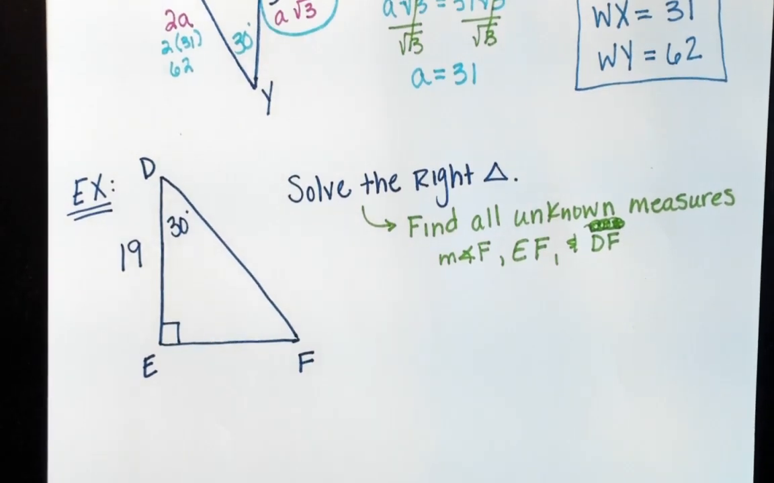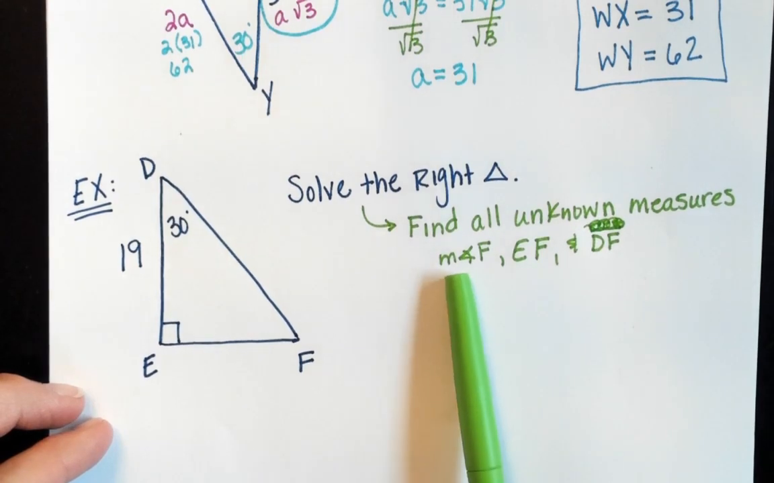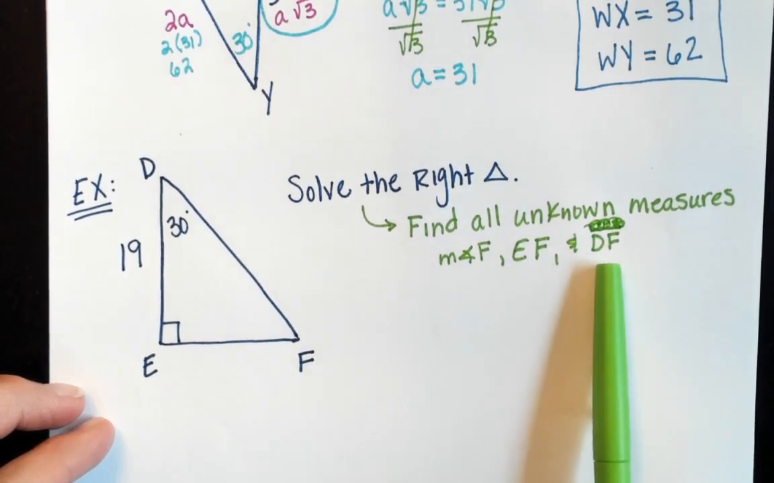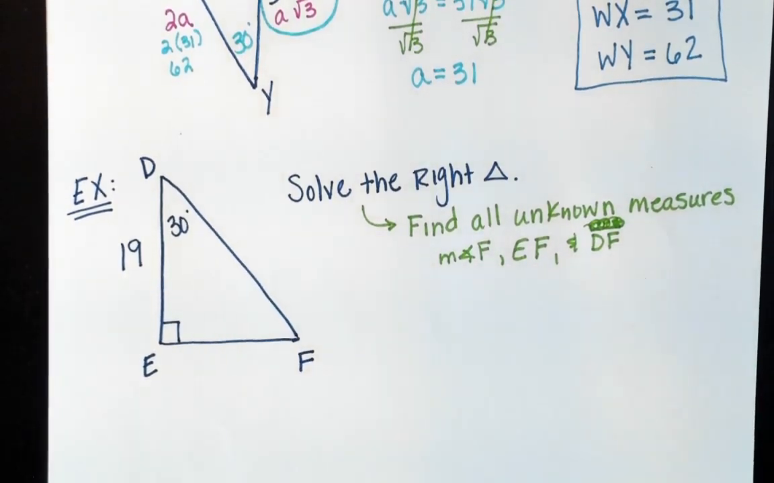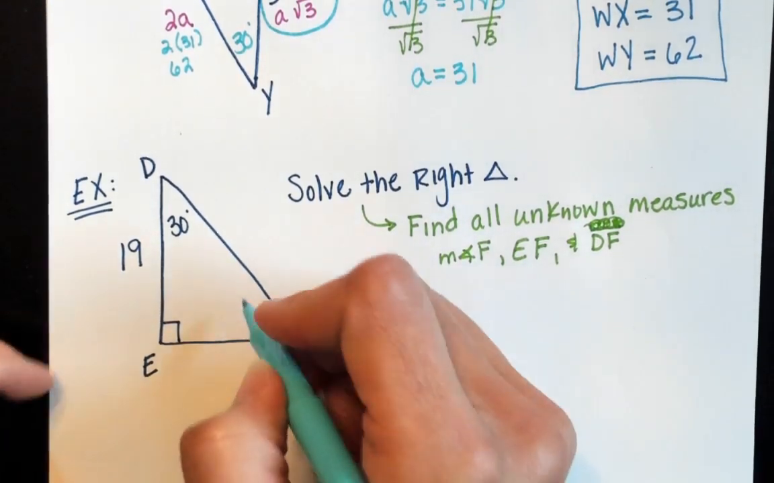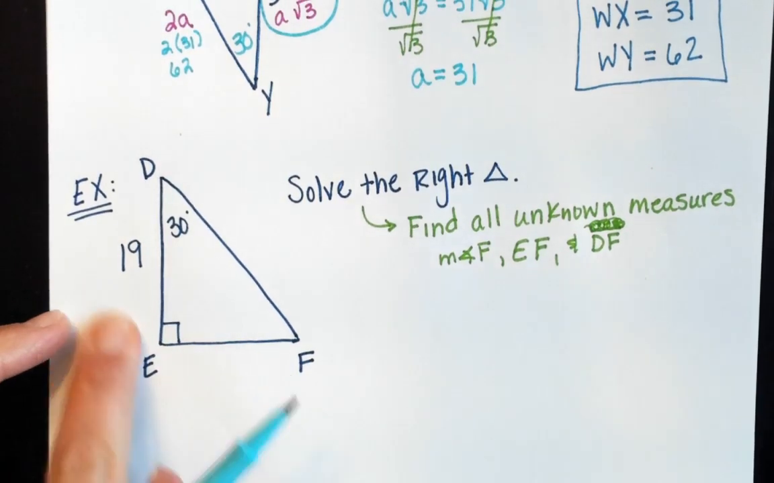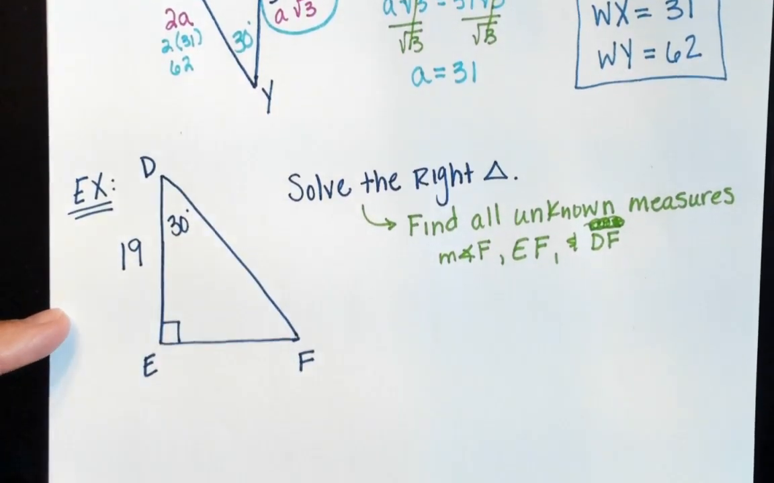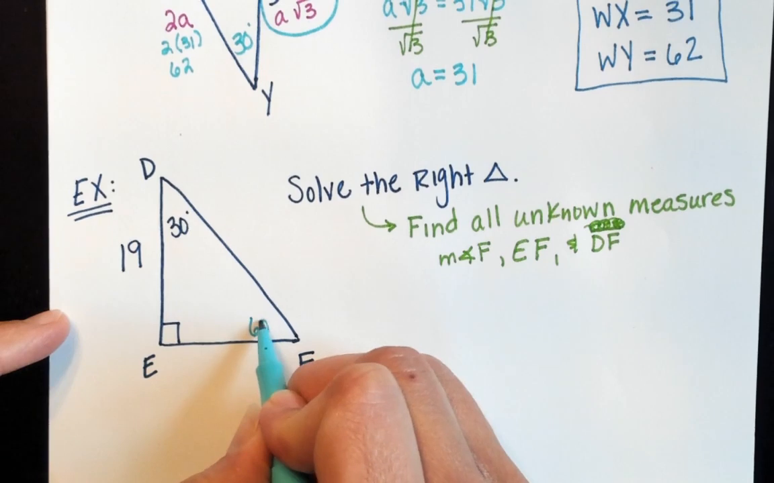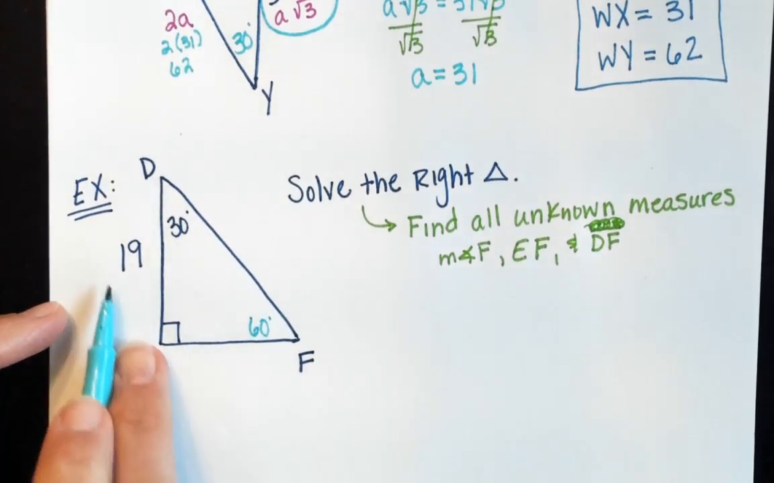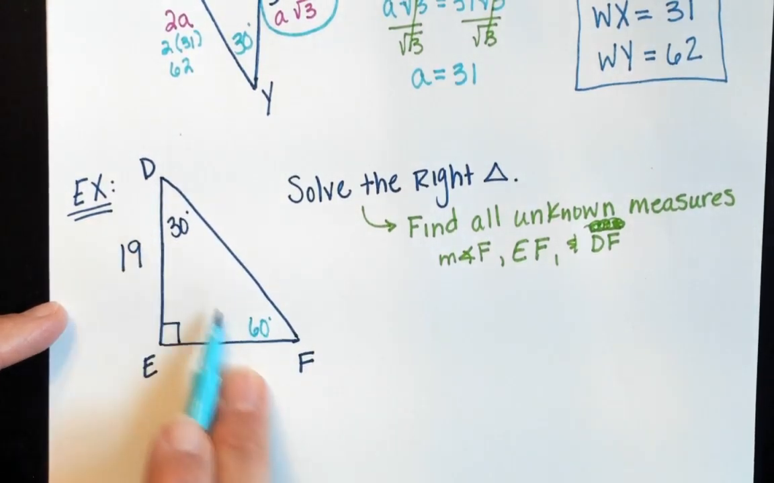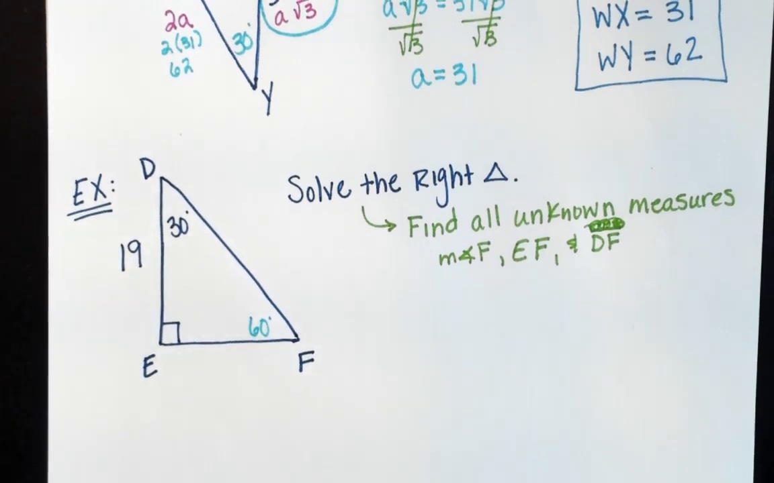All right. So solve the right triangle means find all the unknown measures, the measure of F, the length of EF, the length of DF. So we look at the triangle and we decide what formula is best for what we're doing. It's not the Pythagorean theorem. We only have one length. Can't do it. It's definitely not 45, 45, 90 because it's not isosceles. So we have our 60 degrees. And then we do our formula.